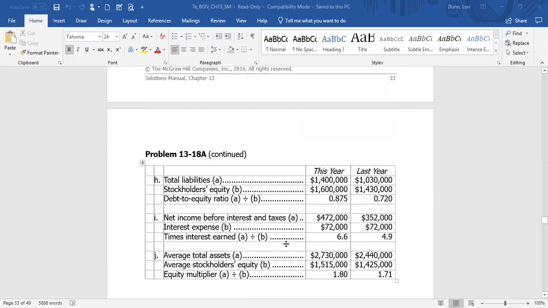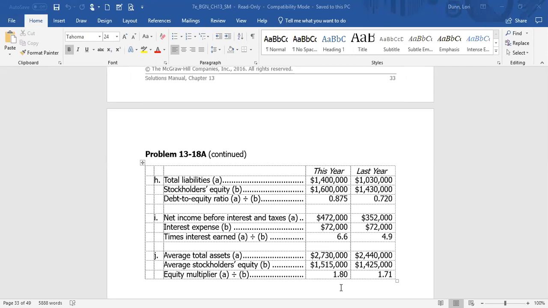Another ratio that helps to determine, especially on long-term liabilities, is the times interest earned calculation. This is our next ratio, and we find it by taking our net income before interest and taxes. So if they're subtracted out, you've got to add them back in. So our net operating income, which is net income, add back income taxes and interest expense, would be $472,000. Divide that by 72,000, the actual interest expense for the year.